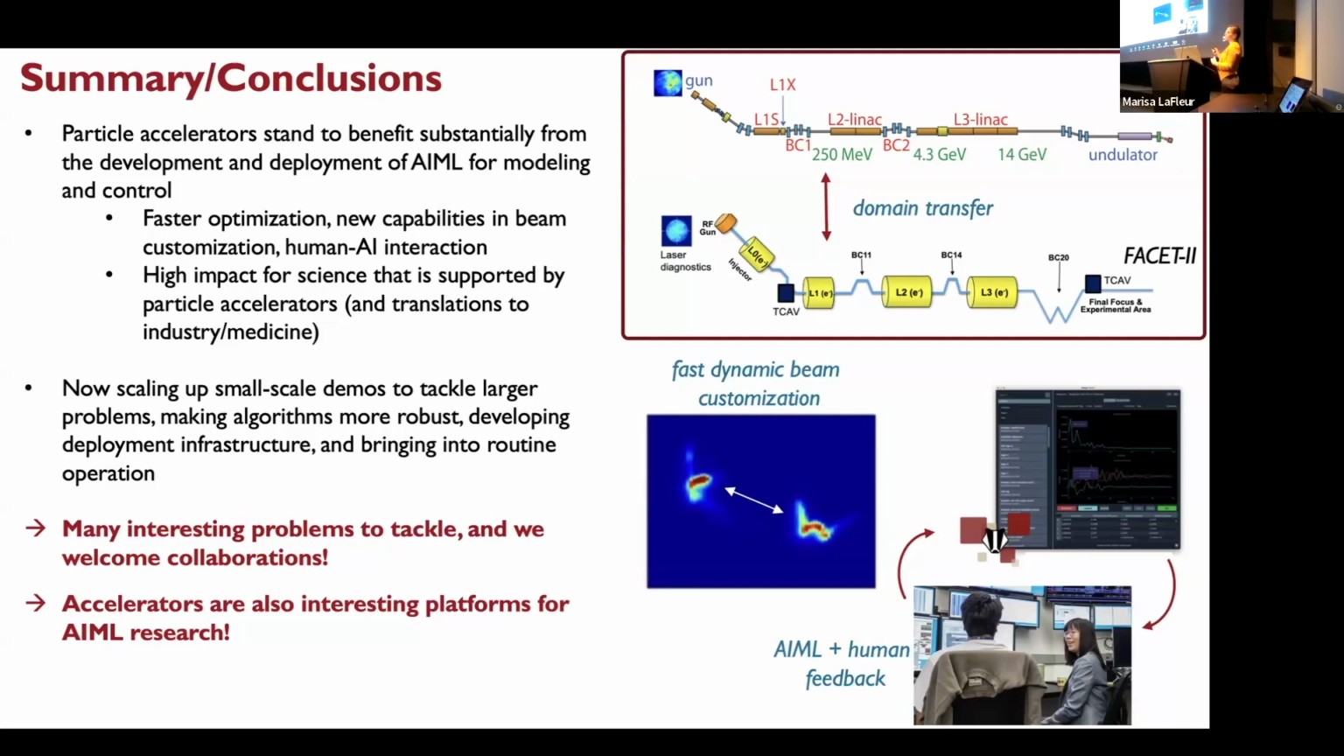We have a lot of these systems where they're very nicely set up for doing domain transfer and transfer learning between different systems. We have a lot of, I would say, really interesting control problems that are very amenable to combining with some kind of digital twin or physics representation of the machine to then do really fine control and dynamic scanning over things like bunch parameters.